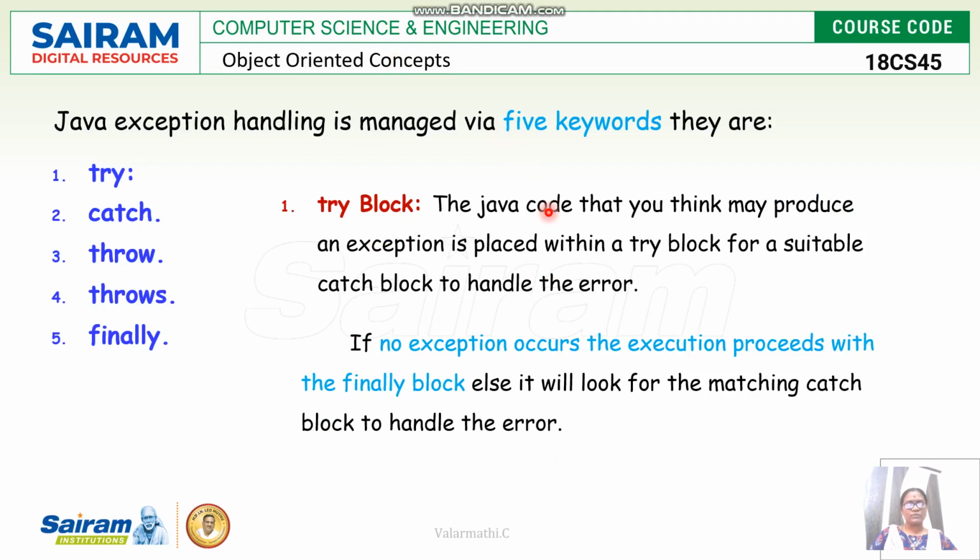As we already told, it is handled by five keywords: try, catch, throw, throws, and finally. Try block: the Java code that you think may produce an exception is placed within a try block with a suitable catch block to handle the error. So in the Java code, the code where you expect an exception will be written inside the try block. If no exception occurs, the execution proceeds with the finally block. So this is the condition for the try block.